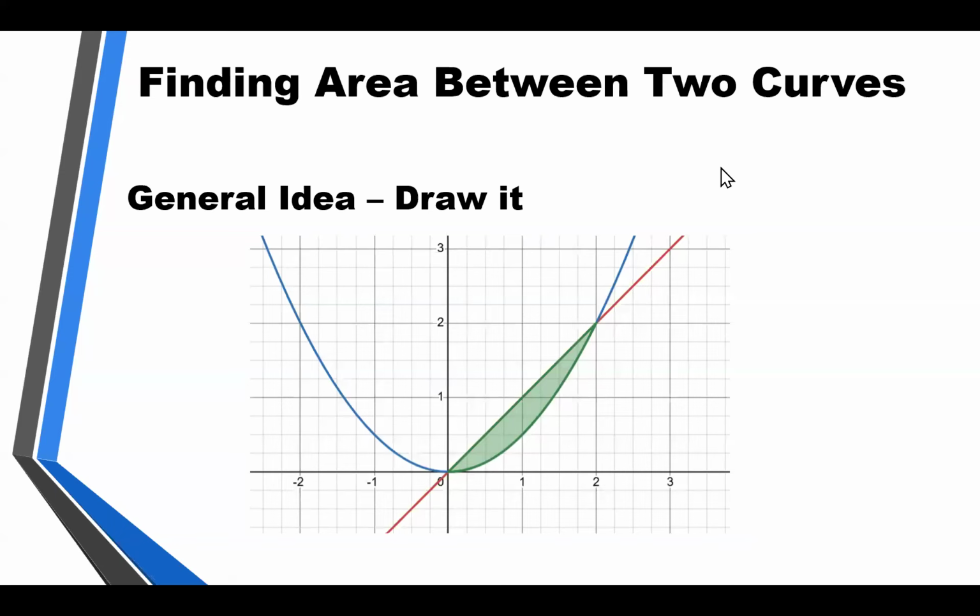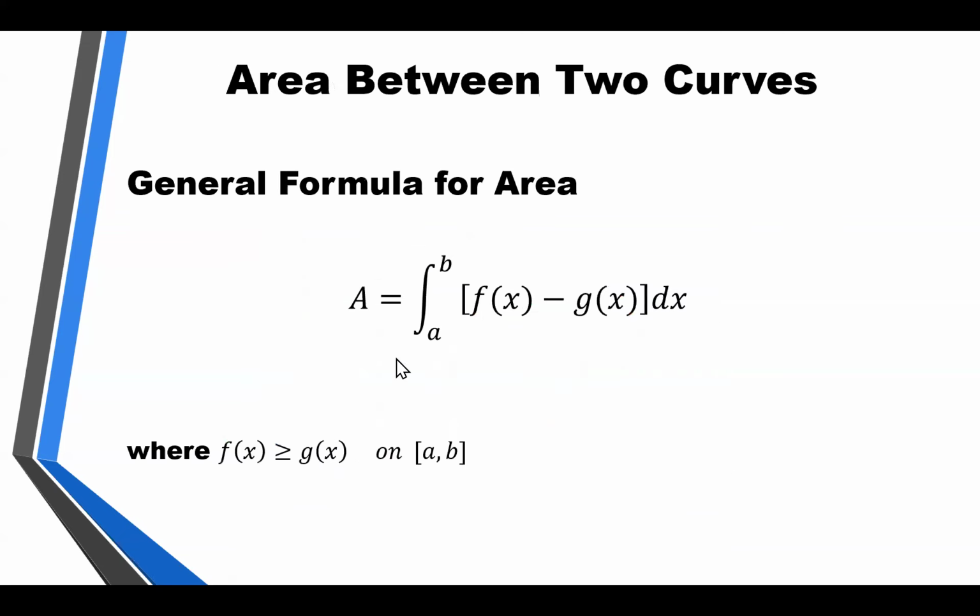In this case, we can see that in that shaded region where I've shaded here, the line is above the parabola. So we'd have to take the line minus the parabola from 0 to 2 and then integrate that from 0 to 2. And that gives me the general formula for finding the area between two curves.